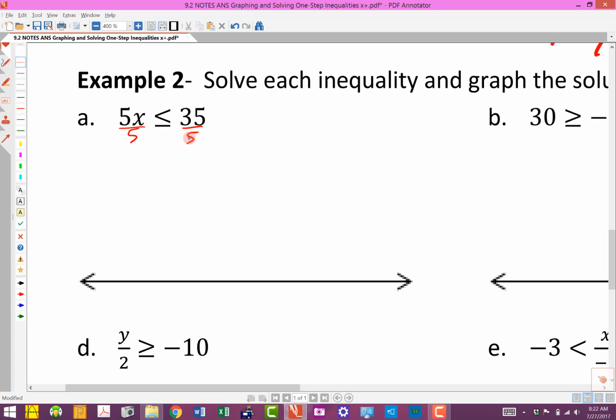Now remember, we do this just like we do an equation, except when we multiply or divide by a negative, and you'll notice that we're dividing by a positive. That does not change the direction. So we get x ≤ 7. This stays the same direction. That's it. We're done right there.